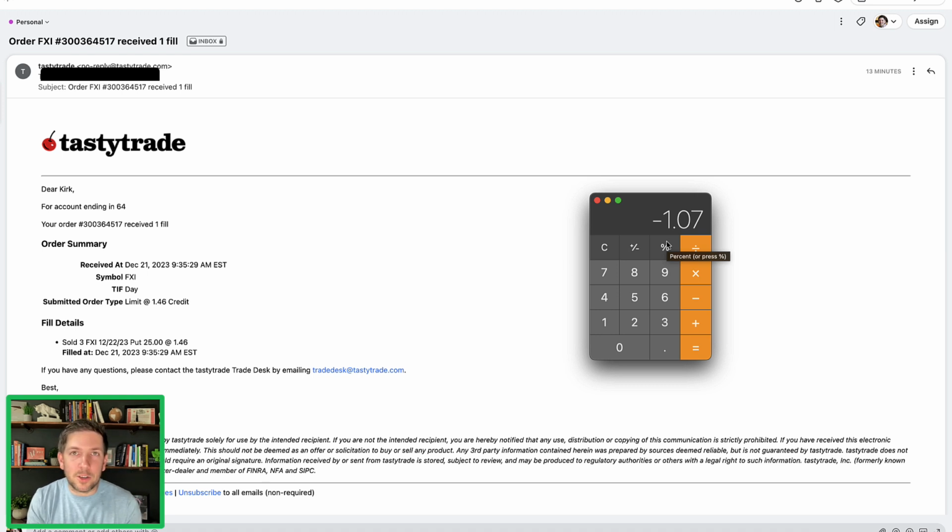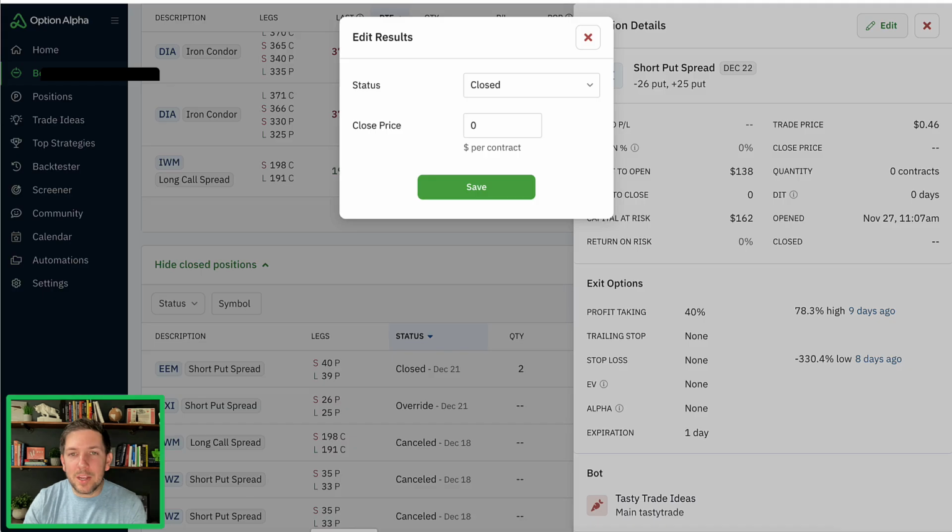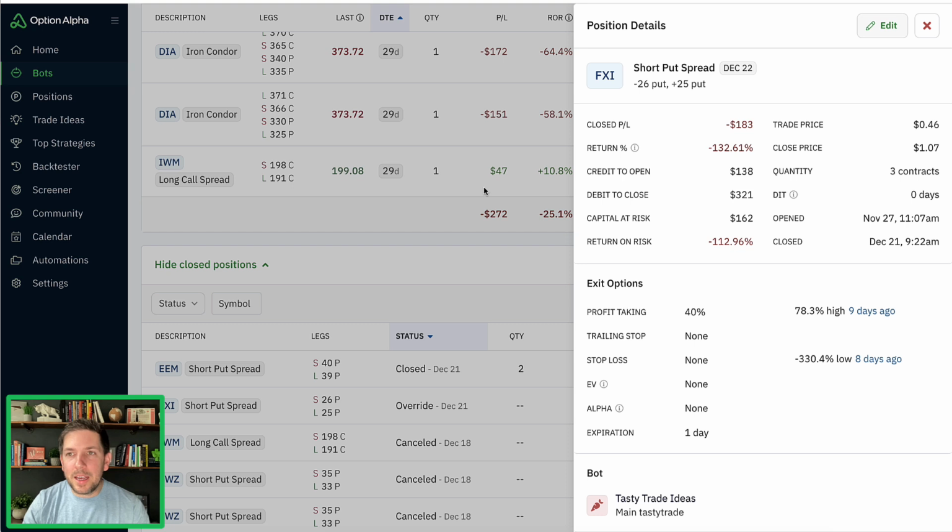Once we adjusted for our shares that were assigned, selling back those shares, and then selling out of our long 25 put option, which was acting as protection, we're going to go into our Option Alpha account, and we're going to put in that number, which is 107, and then we're going to hit save. By putting in the 107, you can see that that is the closing price for each and every one of these contracts. So the closing price was 107 for those, and our net trade price here was 46. It takes the difference between those two, and then multiplies it by the 3 contracts here, and you can see that this trade actually lost $183.